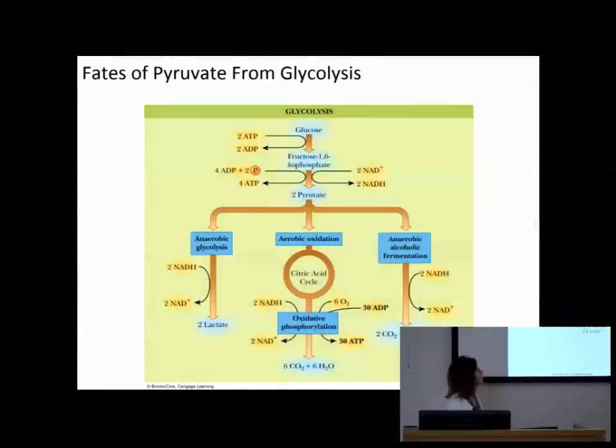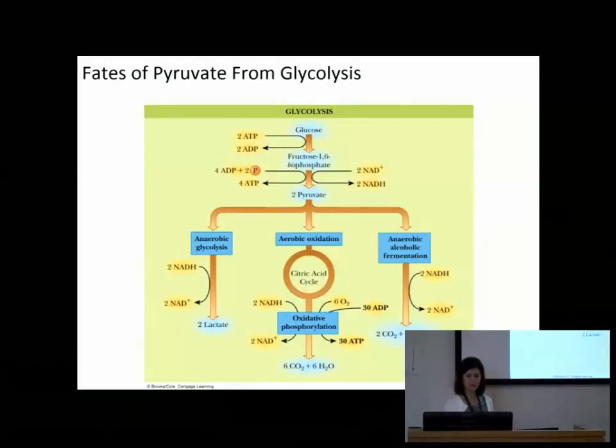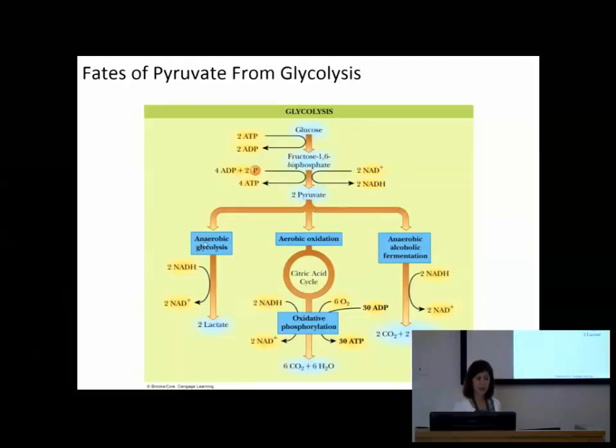So what happens after glycolysis? We have 2 pyruvates. The ATPs can be used, but the 2 pyruvates, what are we going to do with them? It depends whether we have oxygen around or not. If we don't have oxygen around, then we are going to do anaerobic glycolysis, and that is only to produce the NAD that's needed for that oxidative phosphorylation.